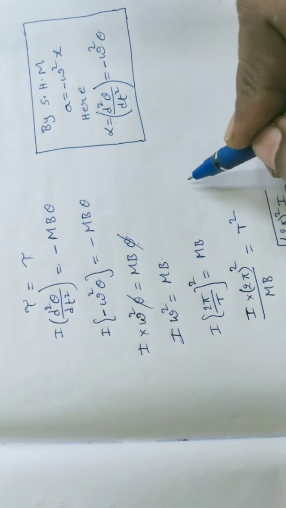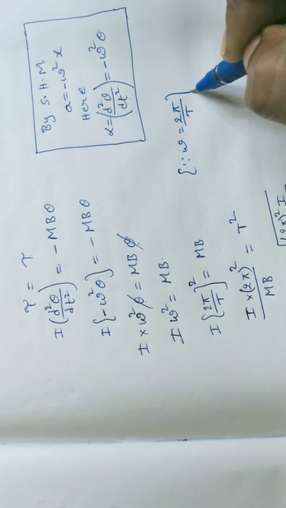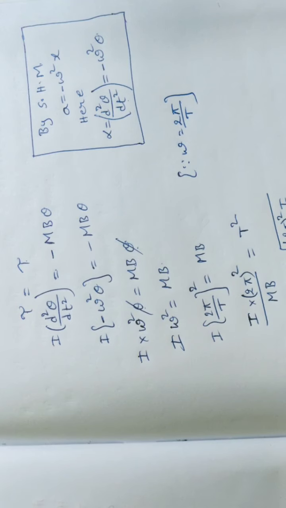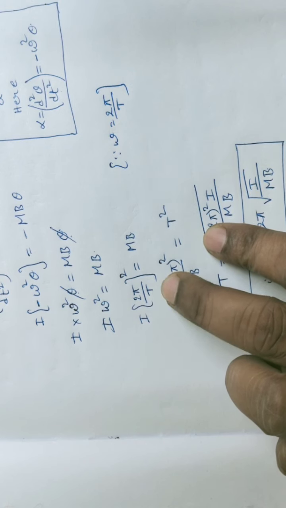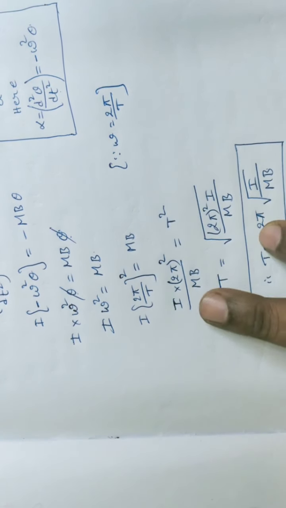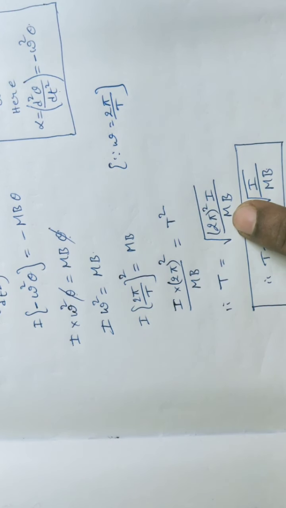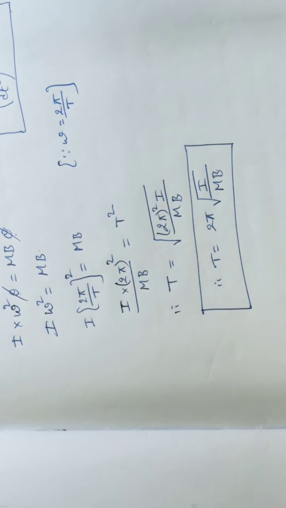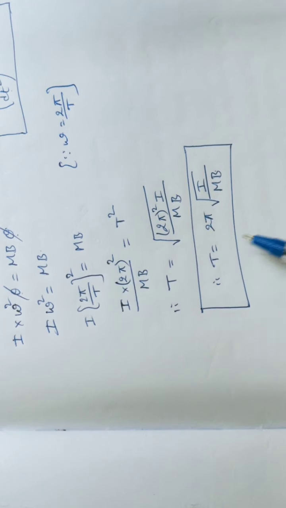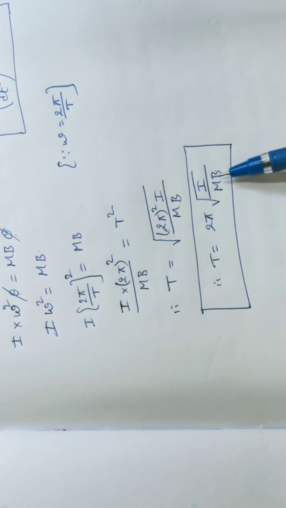We know one relation, students: omega is equal to 2 pi by T. We want to find the time period. So now I am writing I into (2 pi by T) whole square is equal to mB. On simplification, I into (2 pi) whole square divided by mB is equal to T square. T square is equal to (2 pi) whole square I divided by mB. So T is equal to 2 pi into root over I divided by mB. This is the time period of an oscillating magnetic needle in a uniform magnetic field: T is equal to 2 pi root over I by mB.